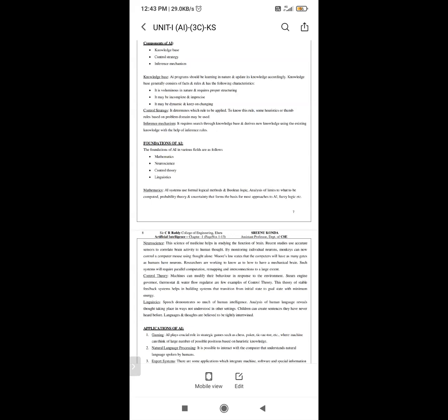And next, the theory of a stable feedback system helps in building systems that transition from initial state to goal state. It means every time, in order to reach the goal, it needs to go from the starting state to the ending state, right?